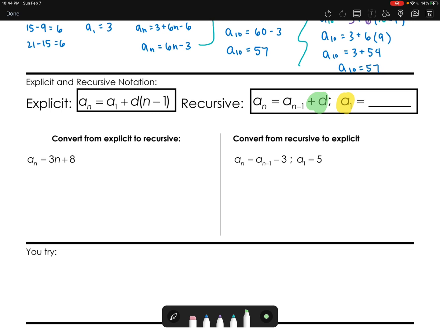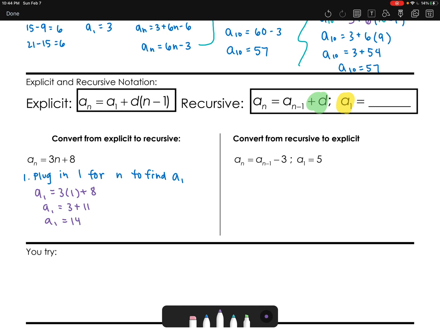Recursive formula, again, like I said, not super helpful, to be honest with you, to just find any term that you're looking for. So the first step to converting is you want to plug in 1 for n to be able to find your first term, a sub 1. Okay, so we're going to do that first. So a sub 1 equals 3 times 1 plus 8. A sub 1 equals 3 plus 11. A sub 1 equals 14.